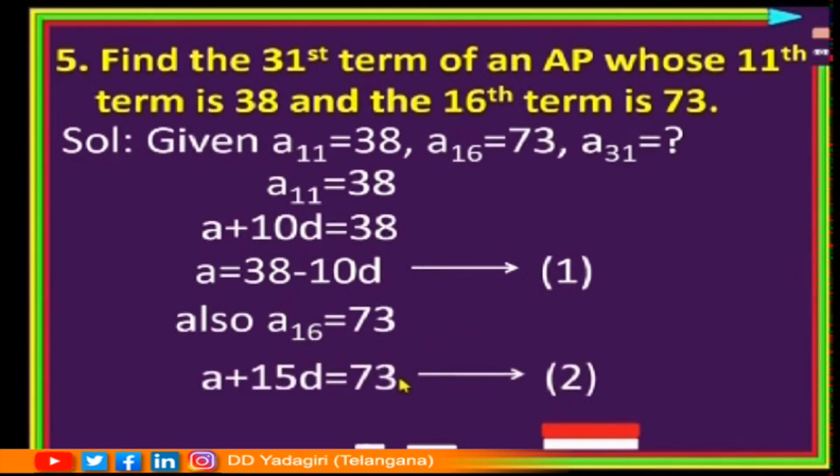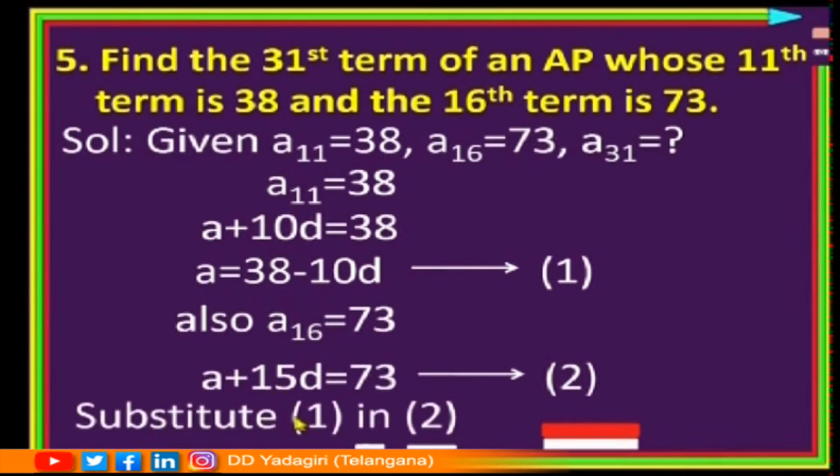So solve these two relations. Otherwise, A plus 10D is equal to 38 can also be equation number 1. Then these are two linear equations in two variables. Solve those two linear equations and you will get A and D. So this is another method, the substitution method. So A is equal to 38 minus 10D. Substitute this A value in 2. As these are linear equations, we can solve by the elimination method or the substitution method. So after substituting, replace A in relation 2 with 38 minus 10D.